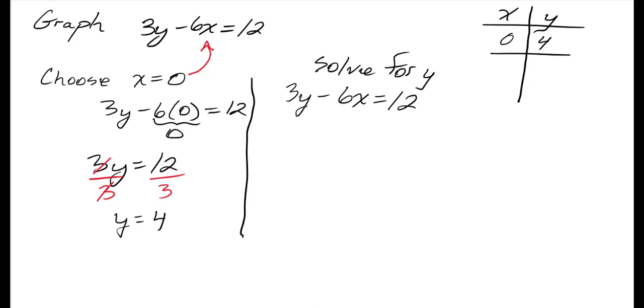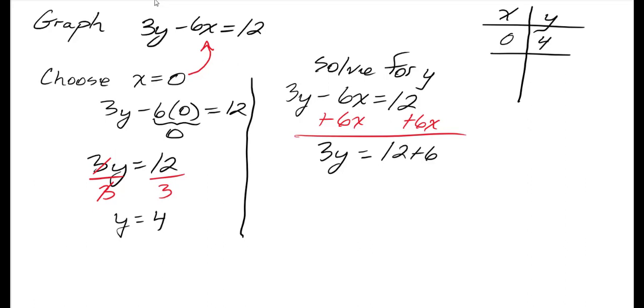So I'm going to move this 6x using addition. I'm going to add 6x to both sides of this equation. So negative 6x plus 6x eliminate, and I'm left with 3y equals 12 plus 6x, or 6x plus 12. I could also write it as 6x plus 12.